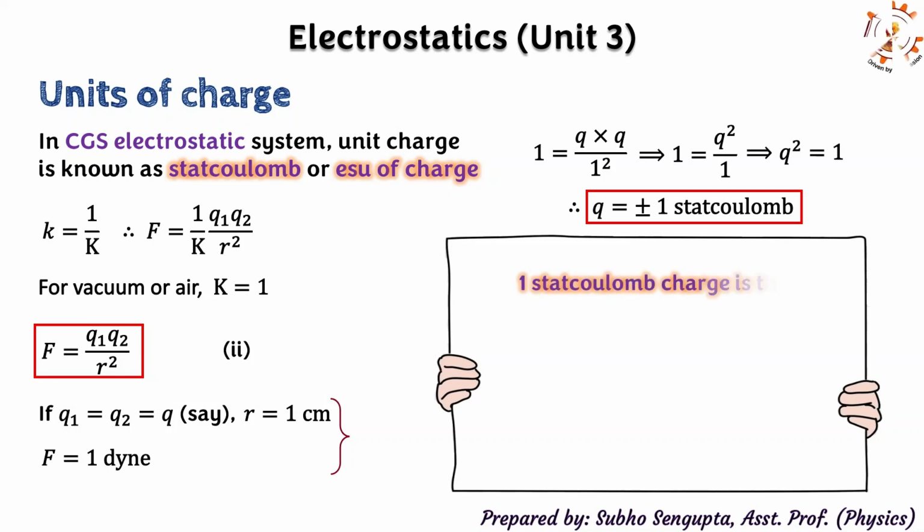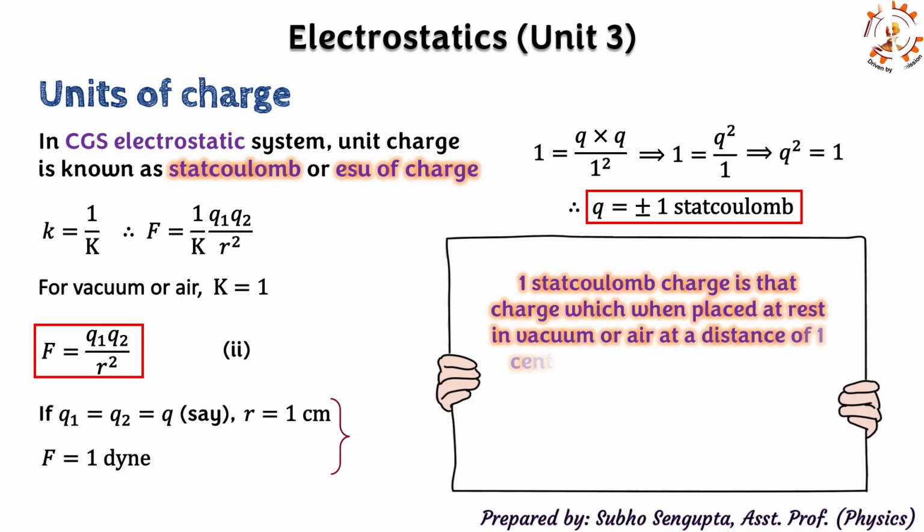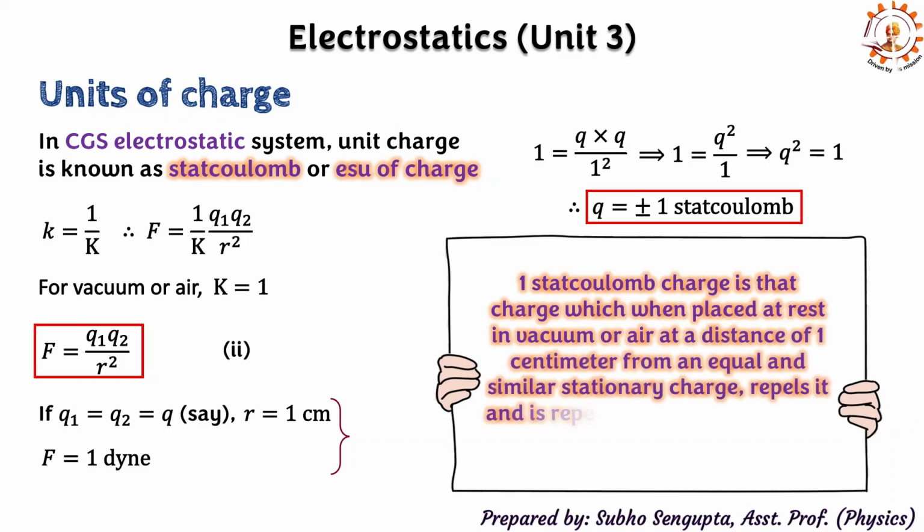1 stat Coulomb charge is the charge which, when placed at rest in vacuum or air at a distance of 1 centimeter from an equal and similar stationary charge, repels it and is repelled by it with a force of 1 dyne.